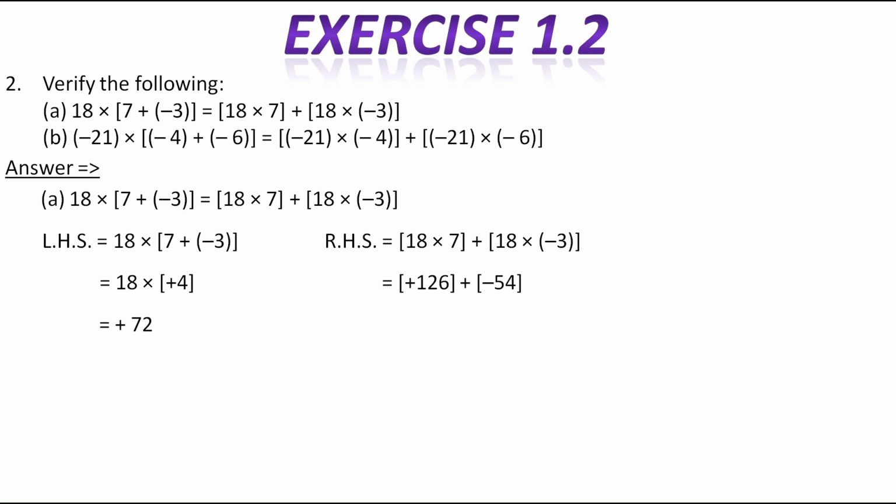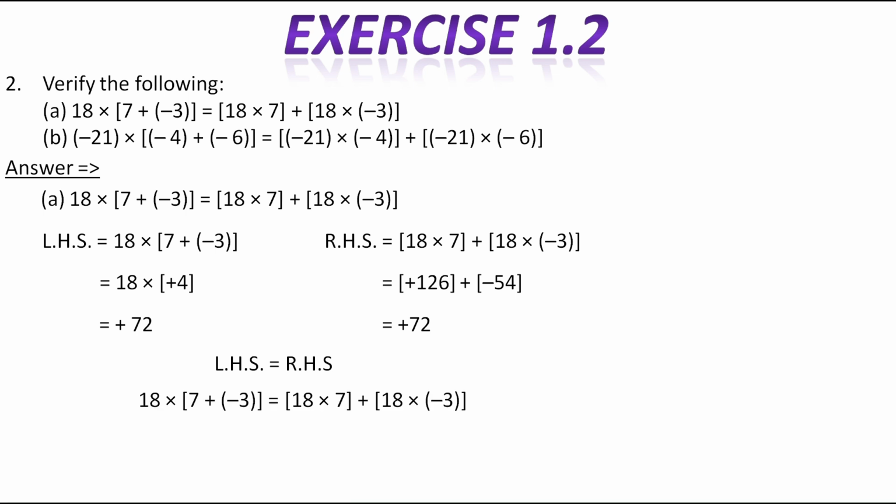Now in between we have a plus sign, so we have to check whether both of them have the same sign or different signs. Here both of them have different signs, so we have to subtract. So 126 minus 54 is equal to 72 with plus sign because here the bigger number has the plus sign. Now we got LHS equal to RHS, therefore this equation is correct.